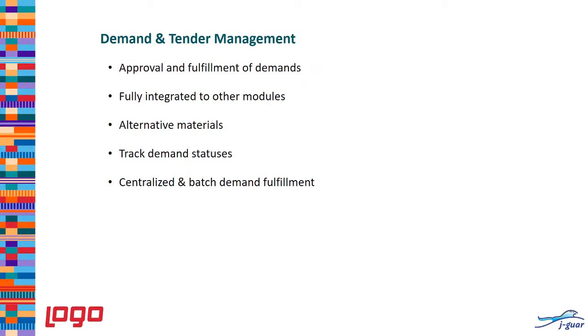You can fulfill a demand by alternative materials, and you can view the statuses of the demands. You can see how much of each demand is being fulfilled, how much is being cancelled, the total quantities, etc. And the beautiful thing about it is that it is centrally managed, so you have a procurement department that will collect all the demands coming from different places inside the company into a pool and then fulfill accordingly.